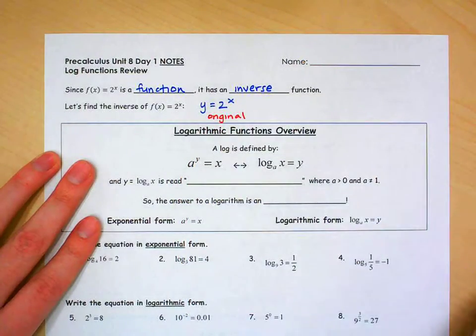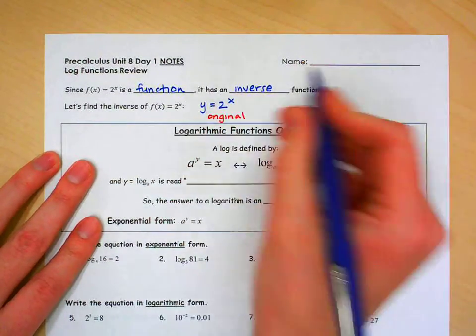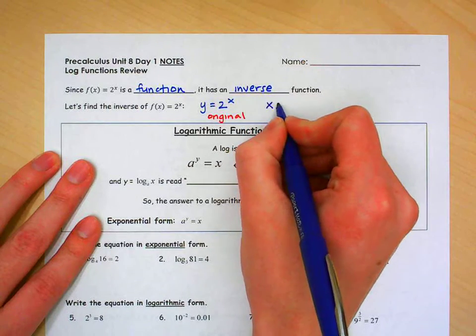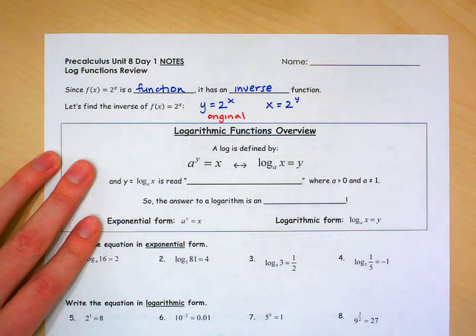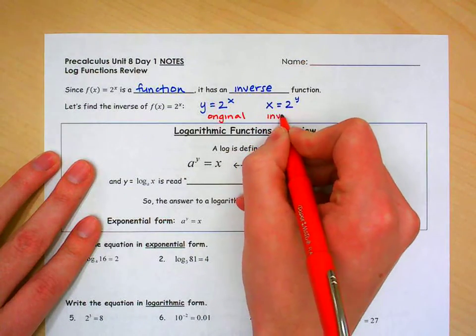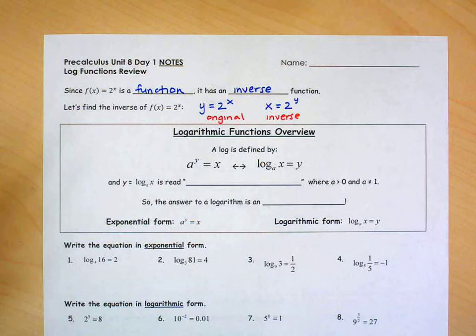And if I wanted to find the inverse, I need to switch the x's and the y's, which means I would now have x equals 2 to the y. This is my inverse function. Well, normally what we would do next is we would solve for y. But here's the problem. How can we solve for the exponent? Well, that's where logs come into play.